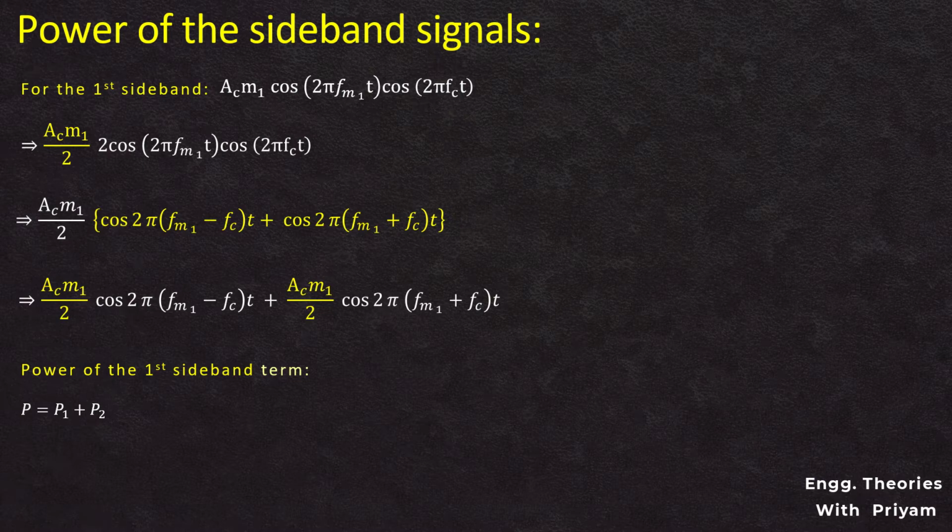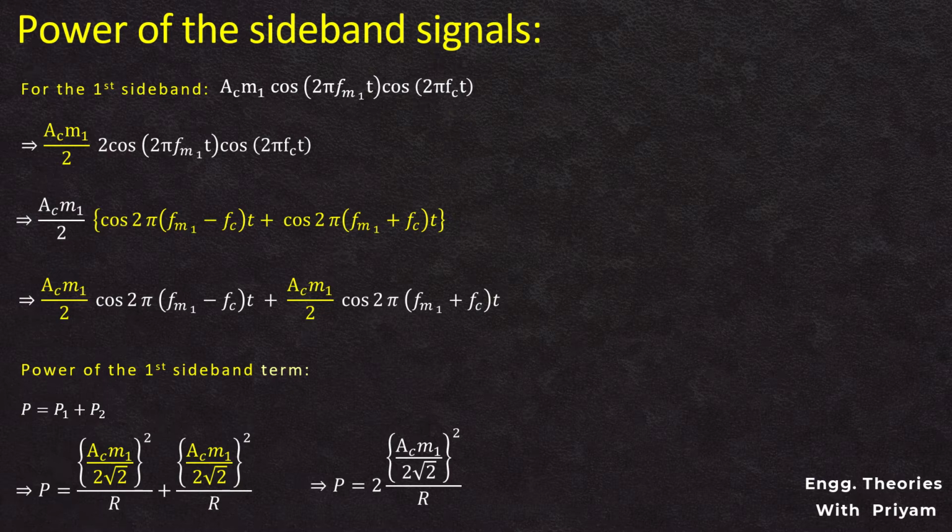Now put the amplitude of the upper and lower sideband as AC into m1 divided by 2, then add the two terms, and then it becomes 2 into (AC into m1 divided by 2 root 2) whole square by R. Simplify the equation, then power of the first sideband is equal to 2 into AC square into m1 square divided by 8R. Then the power of the first sideband can be simplified as AC square into m1 square divided by 4R.